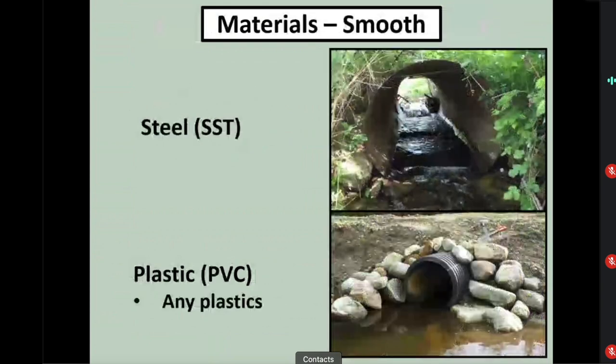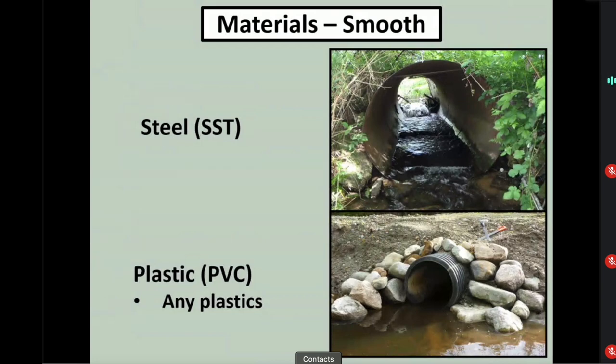So SST is smooth steel. We're actually working on a big project in the Chehalis right now. It's a really great project. It's the top 1% of all the barriers, of the 1,100 barriers in the Chehalis. And it's a repurposed steel tank, and they cut the ends off of the tank and they used it as a culvert years ago. Smooth steel isn't very common, but look out for those.